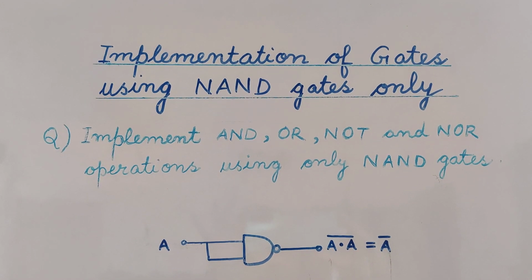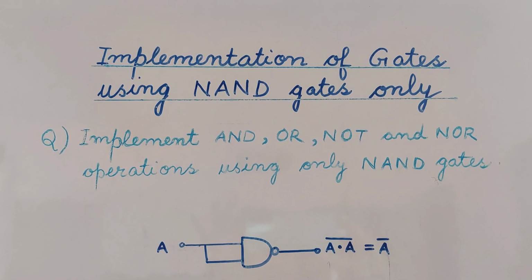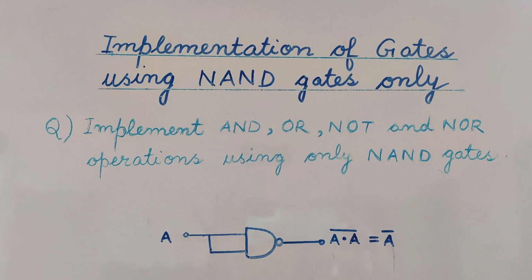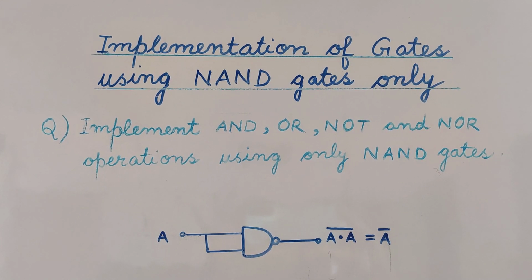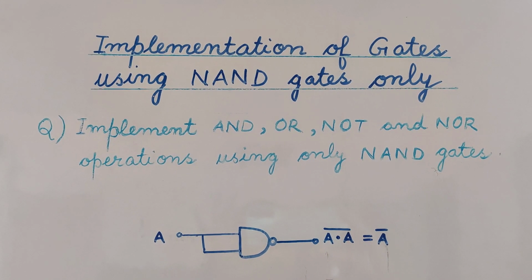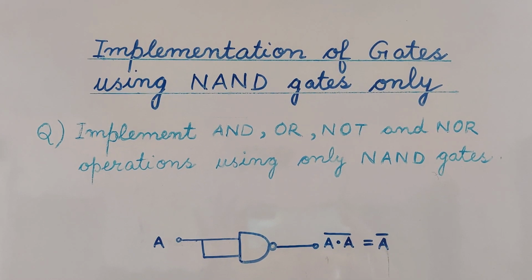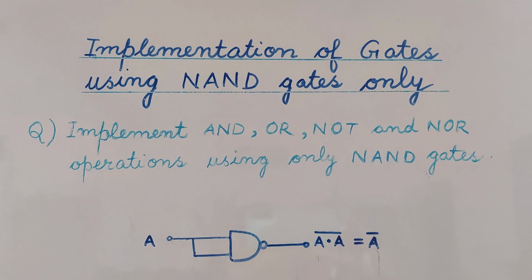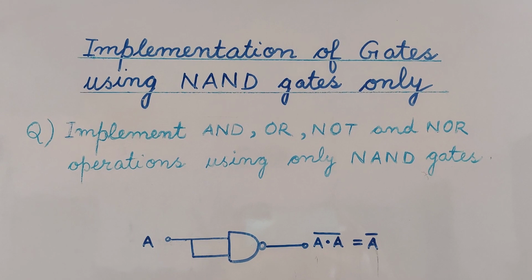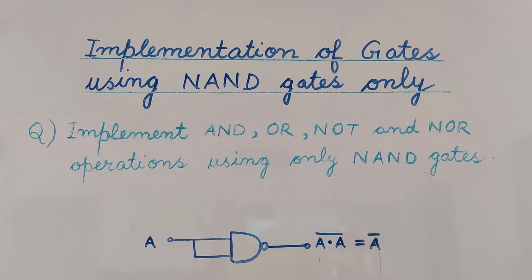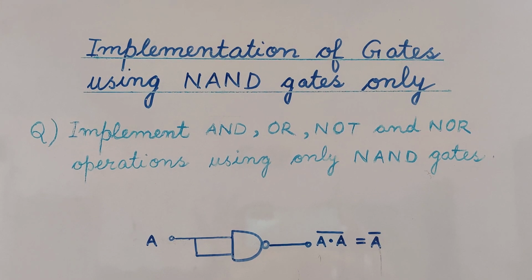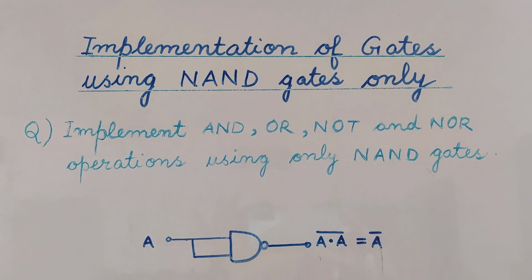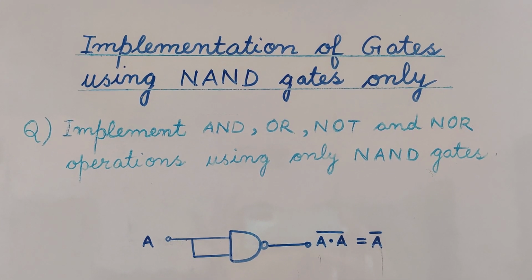In today's lecture, we will discuss how to implement or realize AND, OR, NOT and NOR gates by using only NAND gates. In the topic on logic gates, we have discussed that the NAND gate and NOR gates are called universal gates because we can realize or implement any logic gate by using either only NAND gates or only NOR gates. Today we will discuss how we can implement the AND, OR, NOT and NOR gates by using only NAND gates.